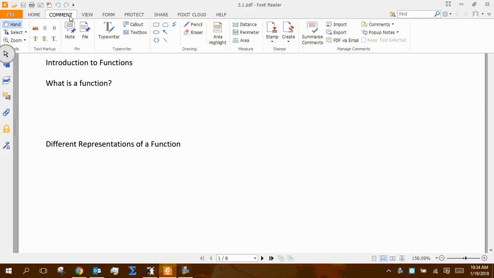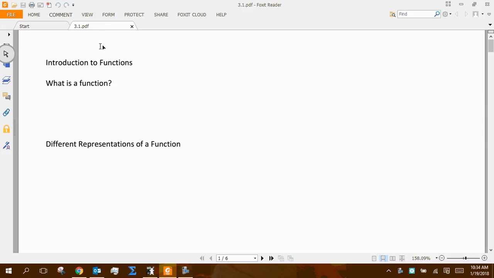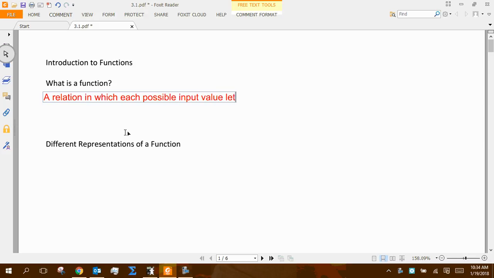So a function is a relation in which each possible input value leads to exactly one output value.